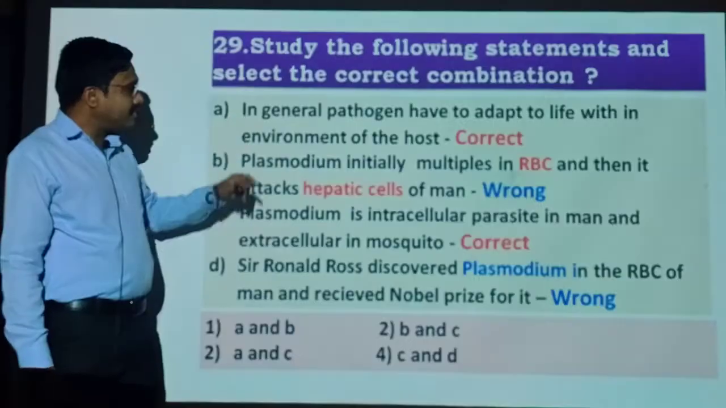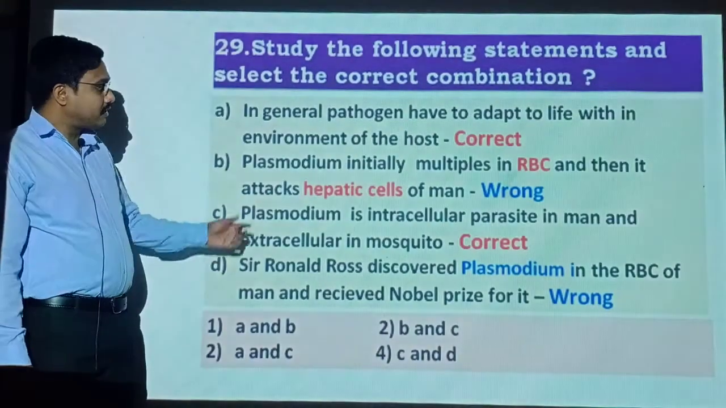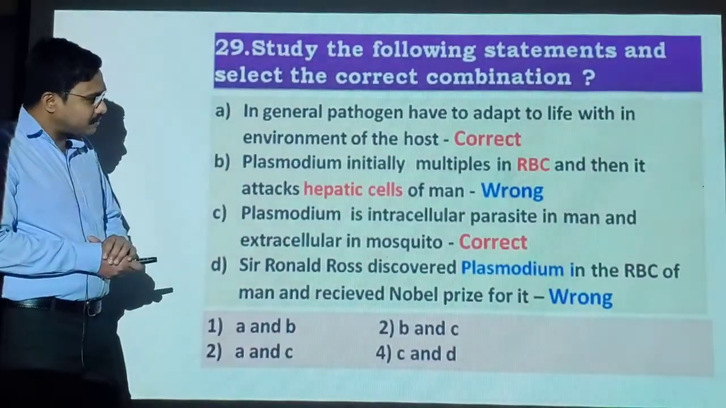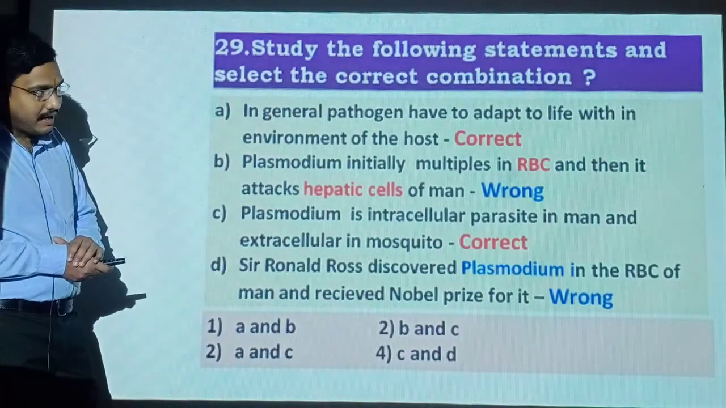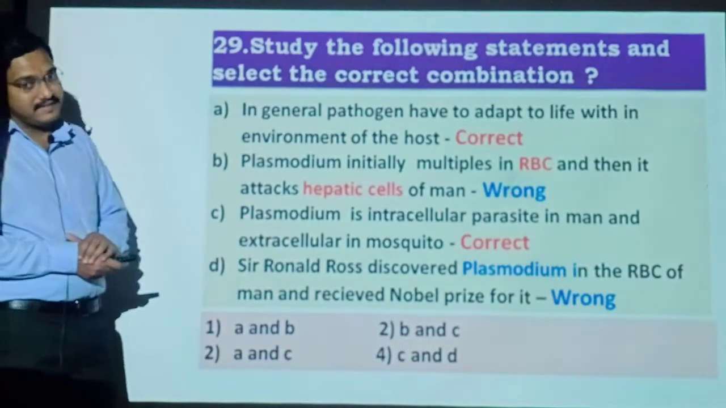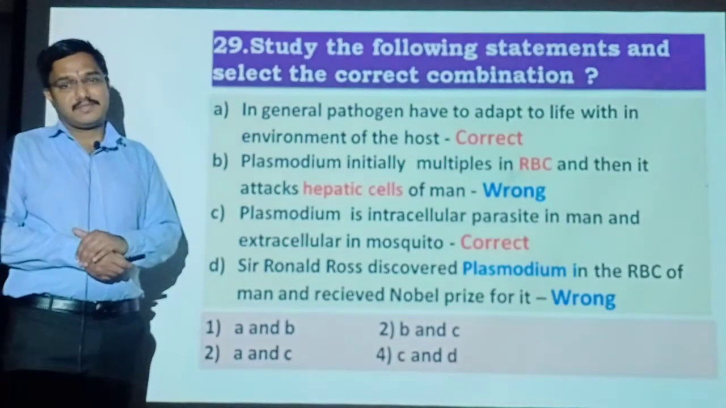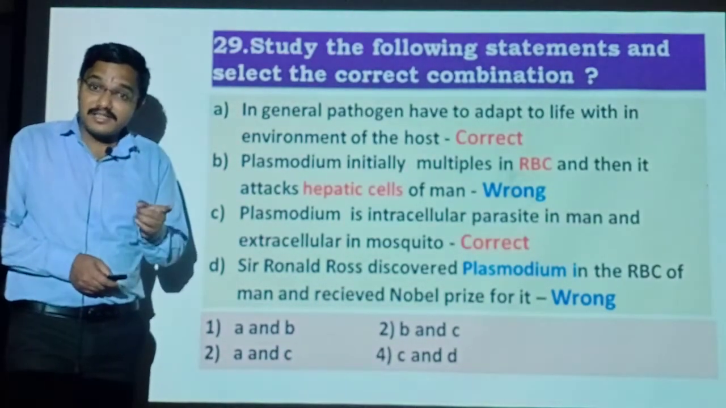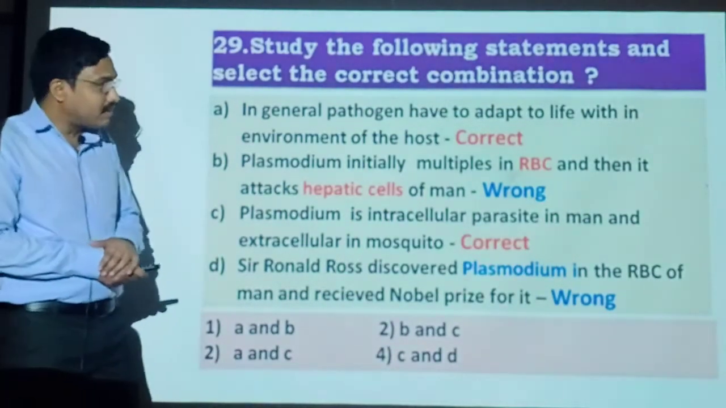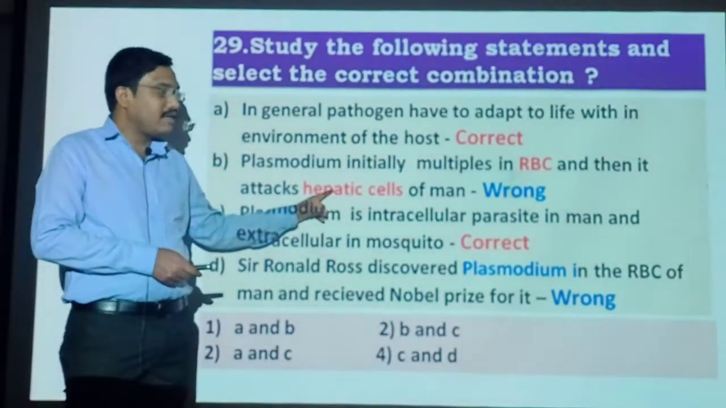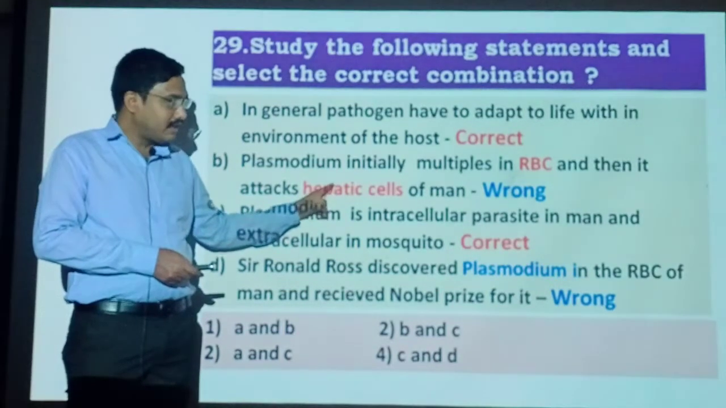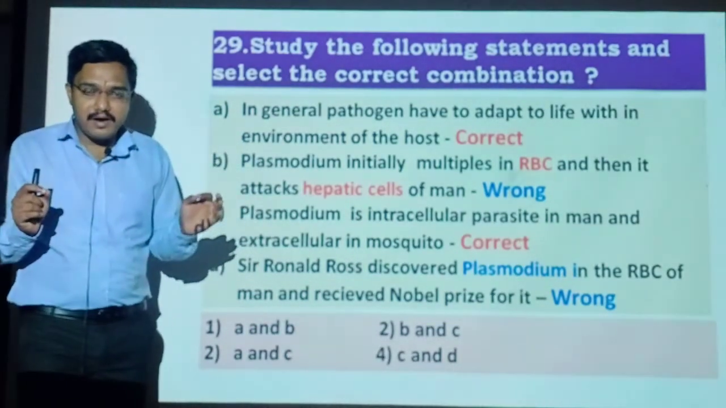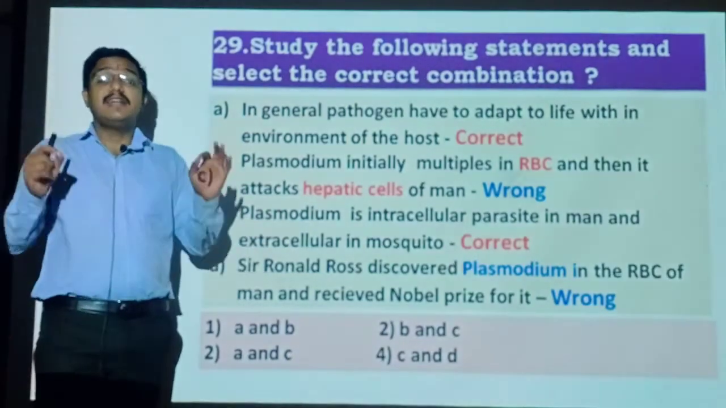So that is the statement. In general, pathogens have to adapt to the environment of the host. This statement is correct. See statement 2. Plasmodium initially multiplies in RBC and then it attacks hepatic cells of man. This statement is wrong, because as we know, Plasmodium first multiplies in liver cells, then in RBC. Here they have given first RBC, then liver cells. Hepatic cells means liver cells. Therefore, this statement is wrong. Remember, Plasmodium first multiplies in the liver cells and then in the RBC.